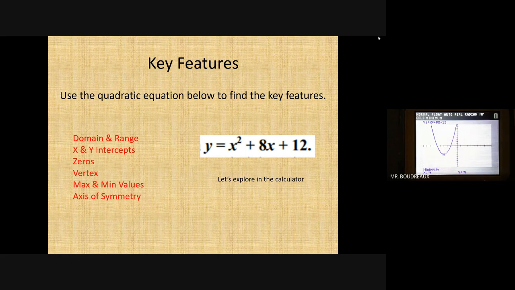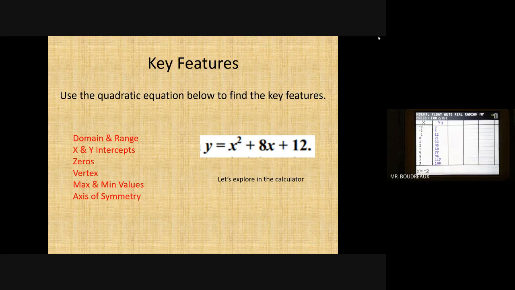Now, although that's my minimum value, if it was flipped upside down and I had a -x squared, then it'll be my maximum value. That's the only difference, but you go to the same second trace, you just press maximum instead of minimum. And also, I want to show you that it's also your axis of symmetry. The x value is also your axis of symmetry, because if I had a symmetrical line to come down this graph, it would be right here, where x is equal to -4. Another way you can find that is in the table.